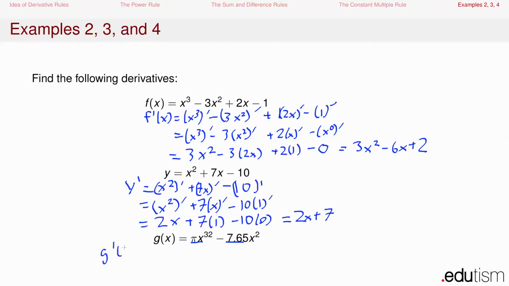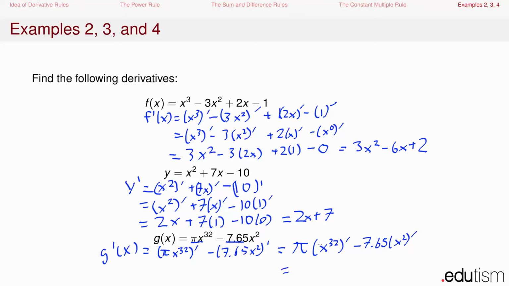So here, when I take the derivative, first I'm going to use the difference rule. So I can take the derivative of this first part, pi x to the 32, and the derivative of the 7.65x squared separately. Then I'm going to use the constant multiple rule. We can write the derivative of pi x to the 32 as pi times the derivative of x to the 32. And the next one's going to be 7.65 times the derivative of x squared.